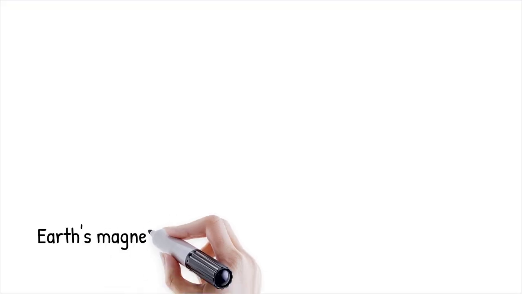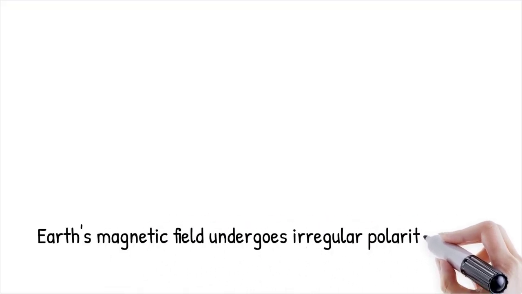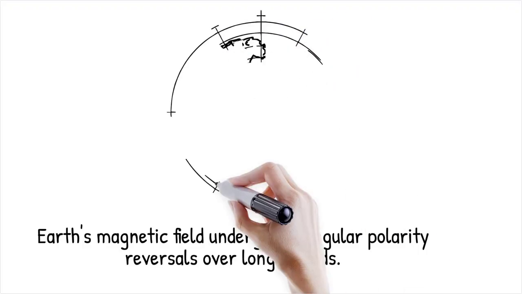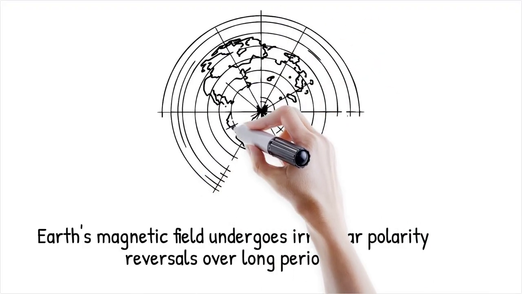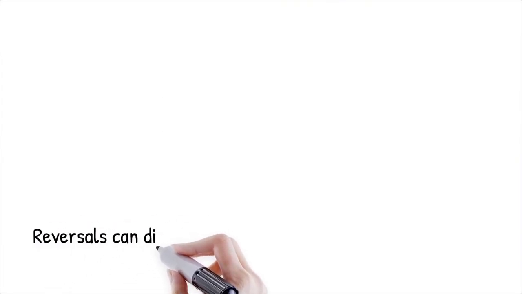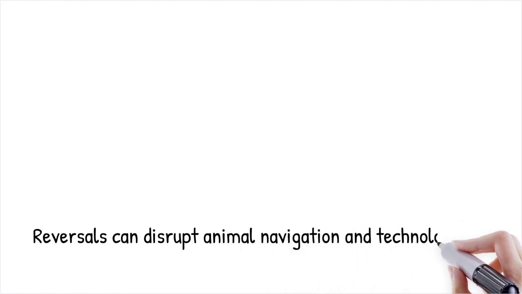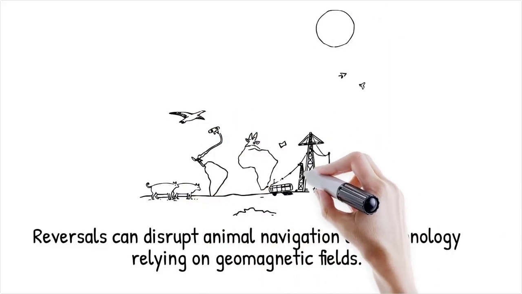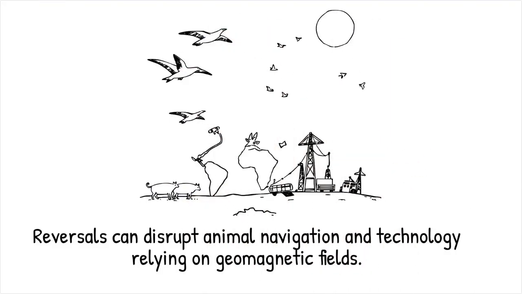Earth's magnetic field does not remain static. It undergoes reversals where the north and south poles switch places. These reversals occur irregularly, sometimes taking thousands to millions of years to complete. The process is driven by chaotic changes in the movement of liquid iron within the outer core. While a reversal would not pose an immediate threat to life, it could disrupt migratory animal navigation and technological infrastructure reliant on geomagnetic stability.